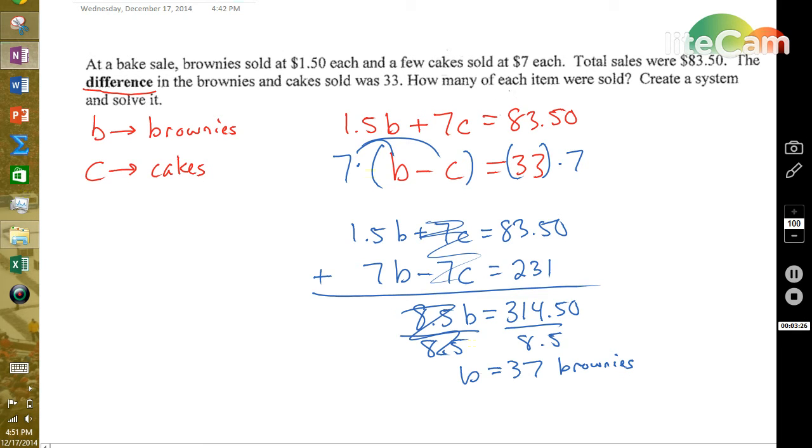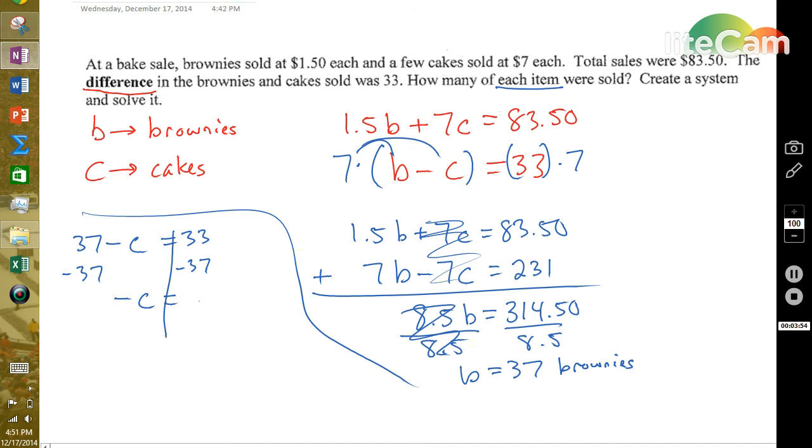The question asks you how many of each item were sold, so you need to find cakes as well. So your final step would be to plug 37 in for B into one of the two equations. I'm going to choose the second one. So 37 minus C equals 33. Subtract 37 from both sides. Negative C equals negative 4. Then divide both sides by negative 1. C equals 4. So that's 4 cakes. So at the sale, 4 cakes were sold and 37 brownies were sold.